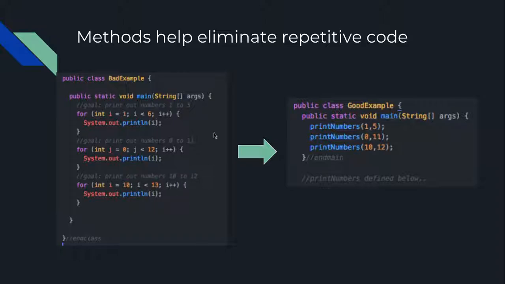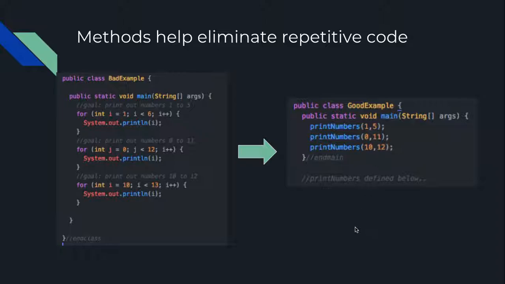As you can already see, they're all doing the same exact thing, but it's taking up a lot of space. Here in our good example, it only takes 3 lines of code, and you can already see the general idea of what this code is supposed to do. Print numbers 1 to 5. Print numbers 0 to 11. So I'm literally saying what my comment is saying.